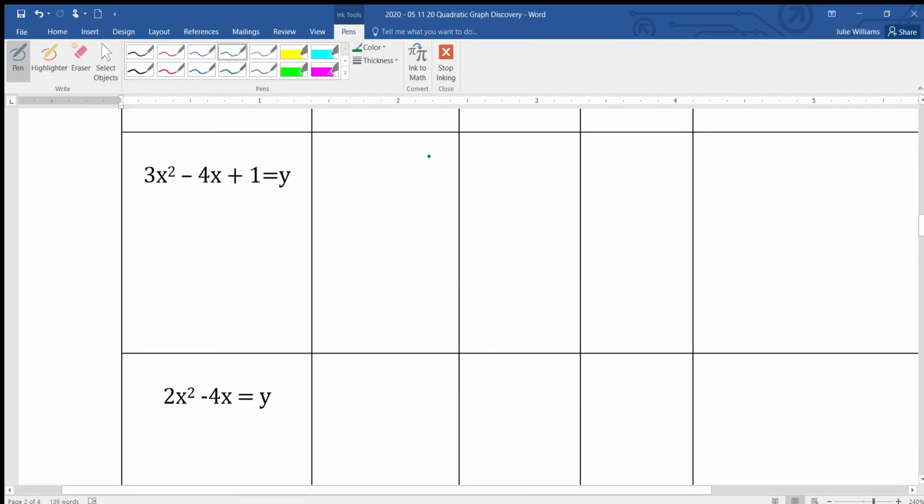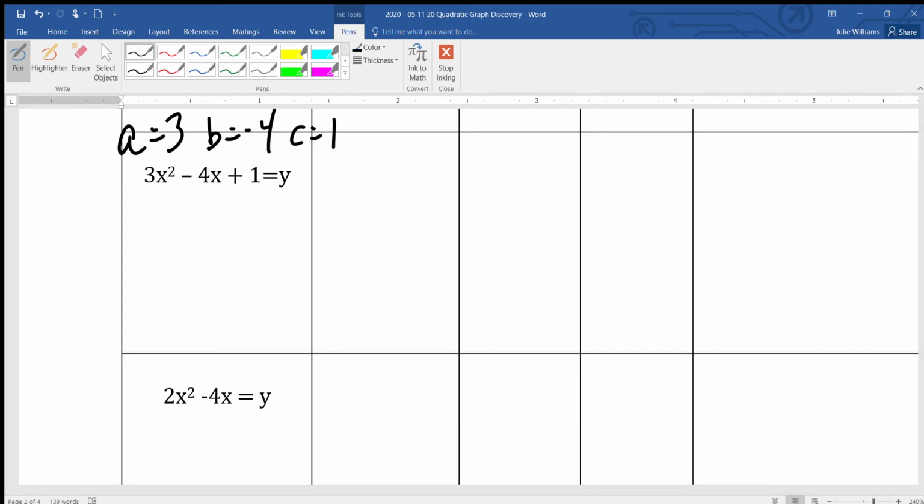Okay, let's say I have 3x squared minus 4x plus 1. Let's go ahead and identify everything that I always ask you to identify. So my a is 3, my b is negative 4, and my c is 1. And again, you can use Desmos to figure all of this out, but I'm trying to show you how you can do it mathematically as well.